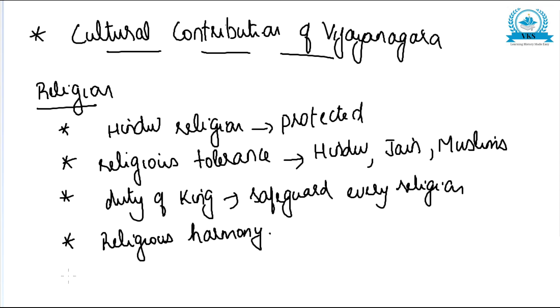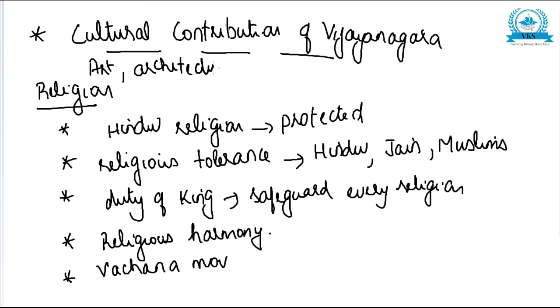And also during the Vijayanagara time, the Vachana movement became popular. An important movement was the Vachana movement. So the Vijayanagara Empire had contributed to different fields like religion, culture, art, architecture, literature. All these contributions were made during the time of Vijayanagara Empire. So that you can add as starting point. And first we will see the contribution in religion.